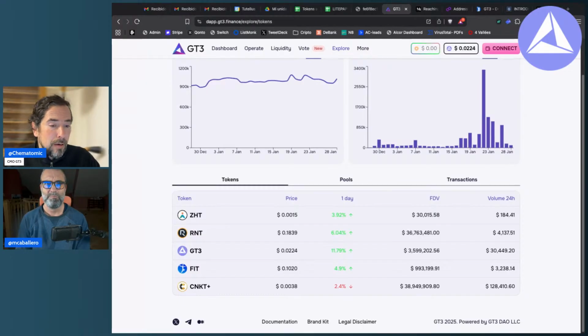What is a GT3 locker? Again, it's somebody that has acquired GT3 and put it in a stake, and then in their wallet they have the X GT3 token. That means your position in the business as a revenue receiver, right?